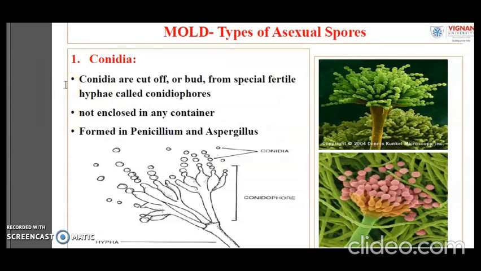The first one is the conidia. Conidia are cut off or bud from special fertile hyphae called conidiophores. They are not enclosed in any container, and examples of these conidia are found in Penicillium and Aspergillus.